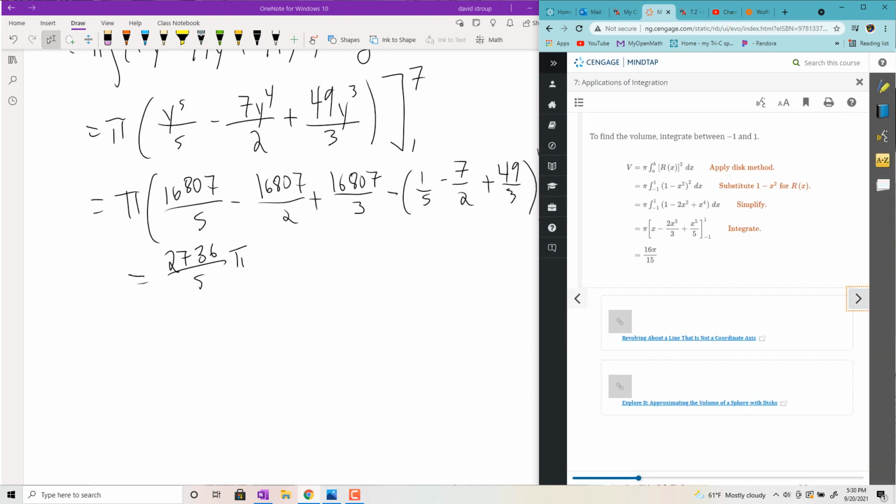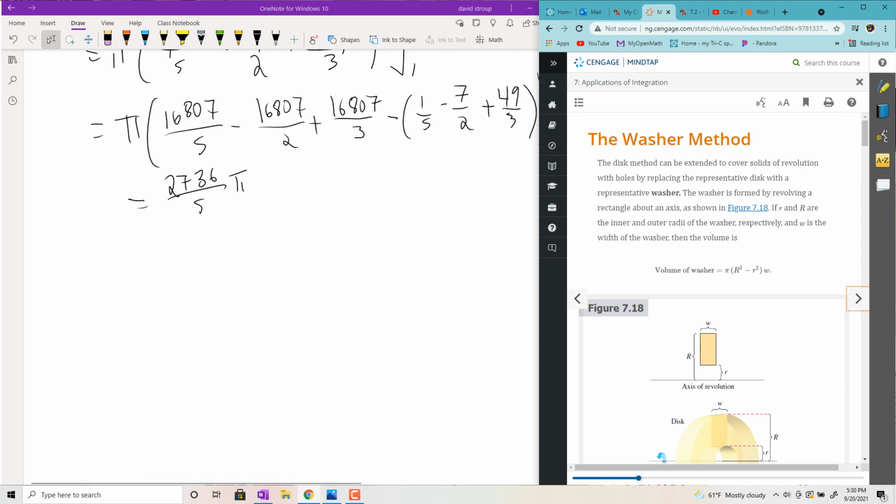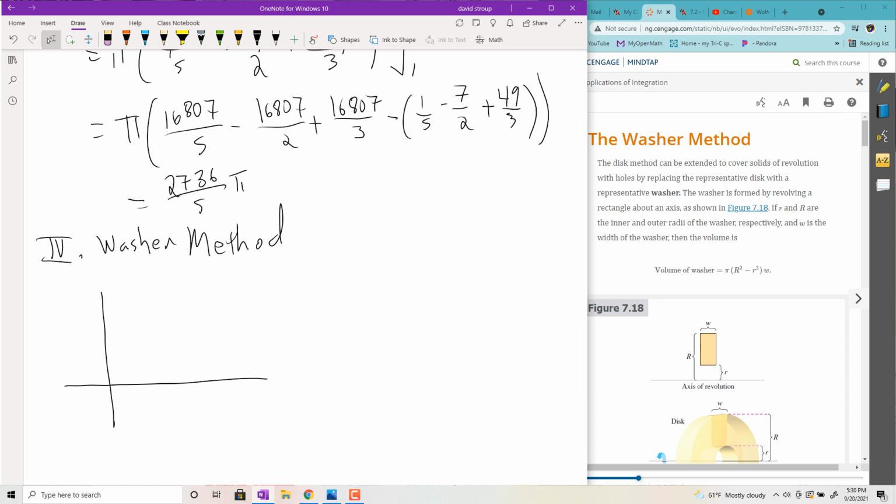I think the next part then is going to be the washer method. You use the washer method when you have a hole in your object. So when you rotate the thing and you see a hole in it, then it's the washer method. Okay, so section 4, let's set this up again like we did before. So again, kind of remind yourself of how the accumulation process is working.